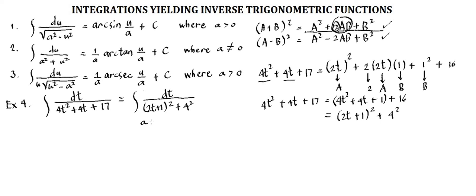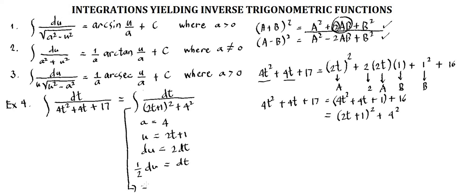So, meron tayong a na 4 at ang u natin ay 2t plus 1. So, therefore, our du equals 2 dt. Tapos, derivative ng 1 ay 0. Ngayon, itong dt na ito, solve natin in terms of du. So, magkakaroon tayo ng 1/2 du equals dt. Okay?